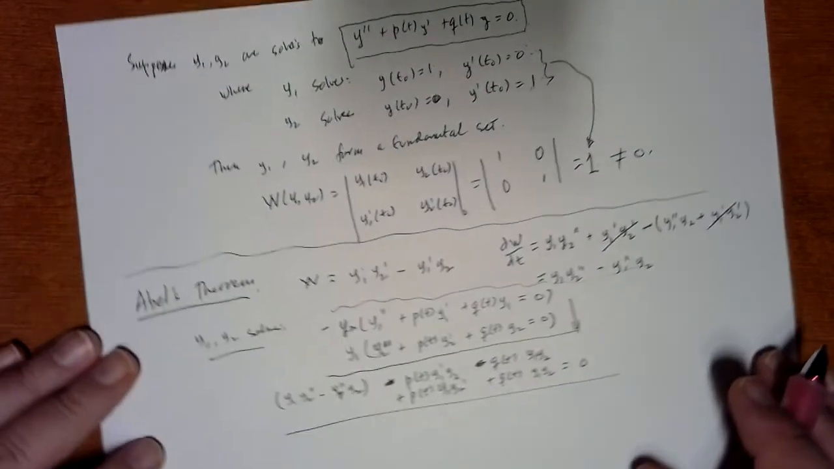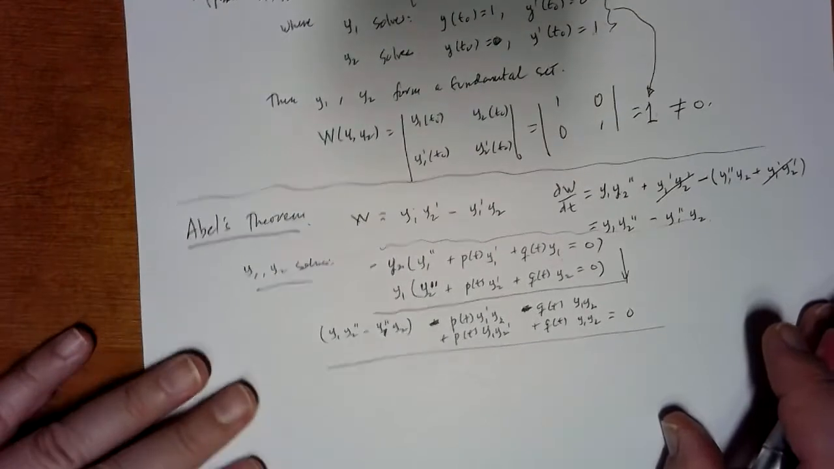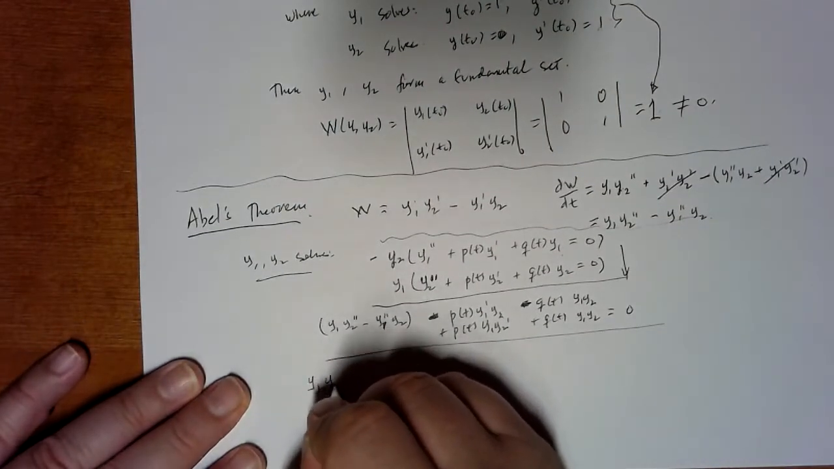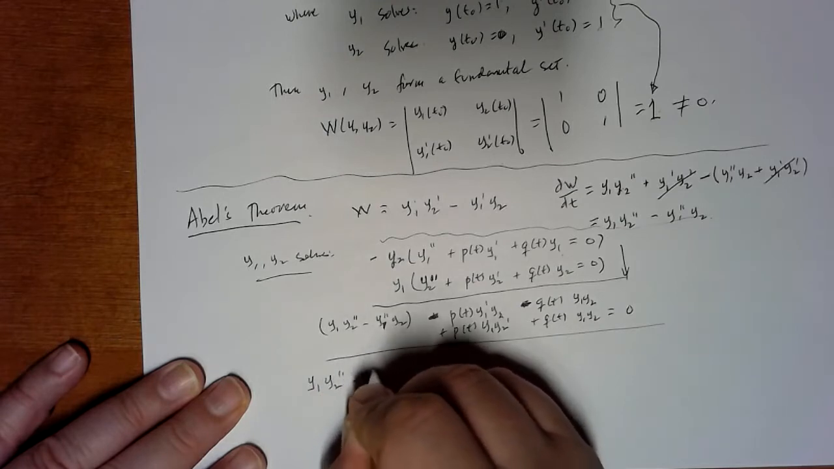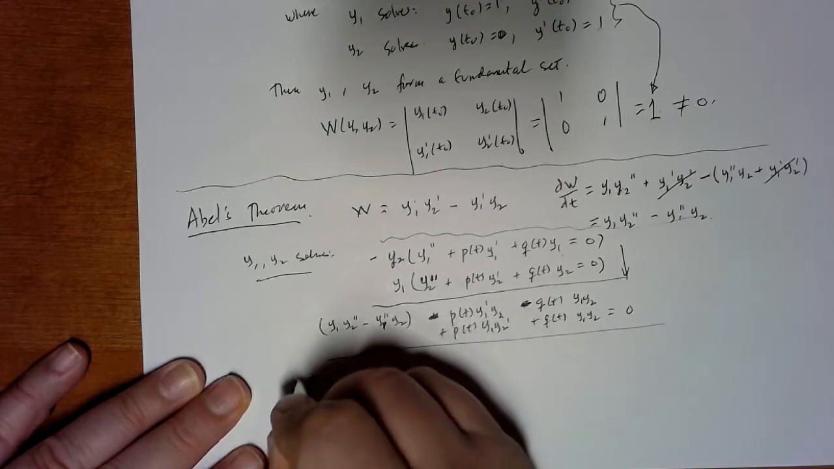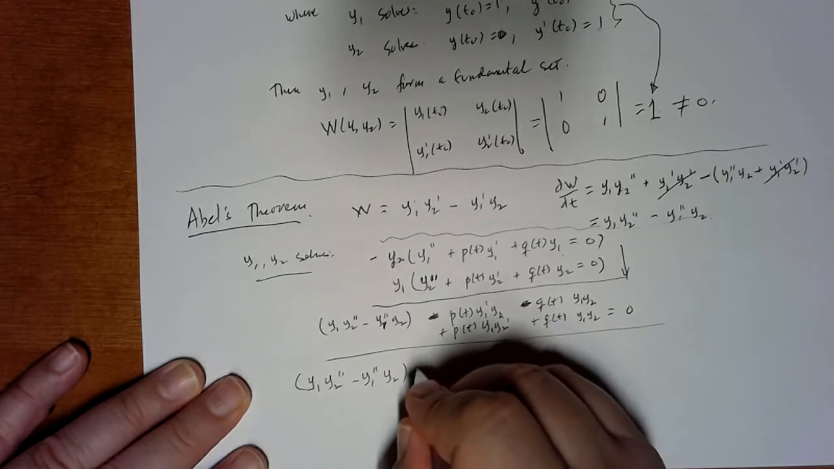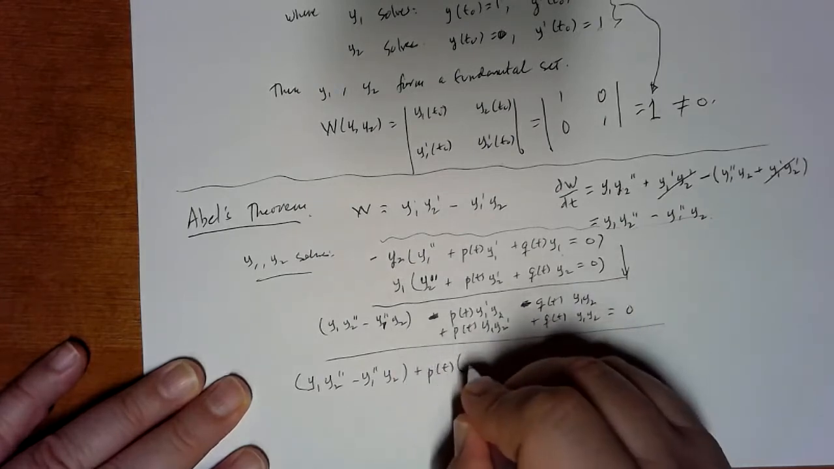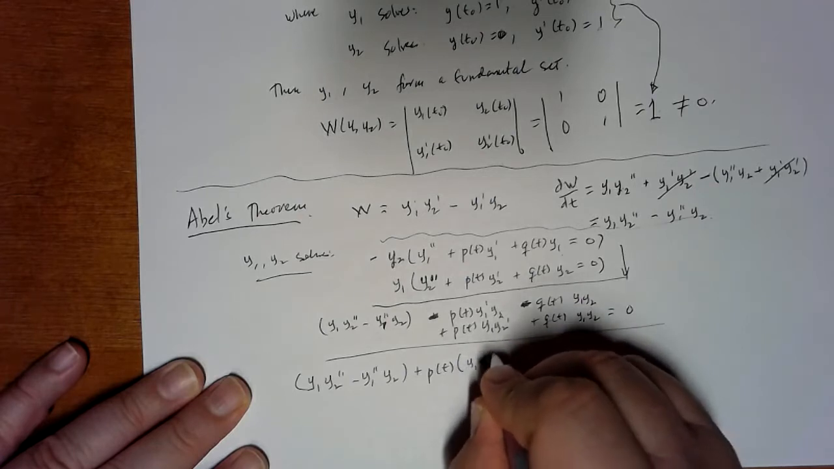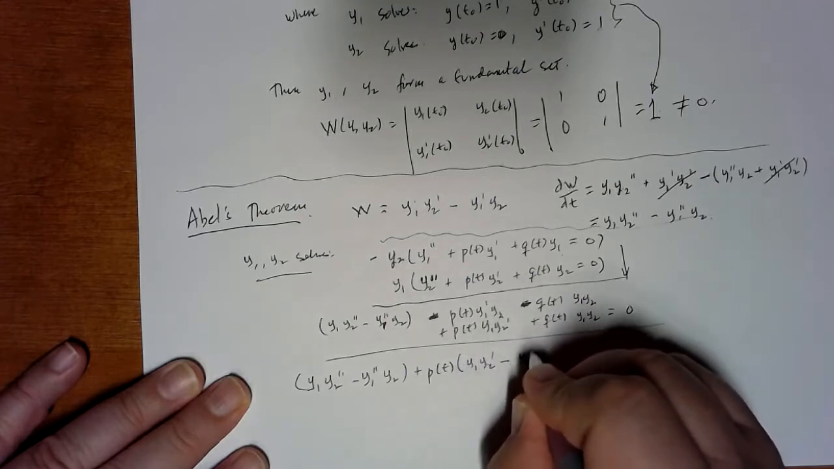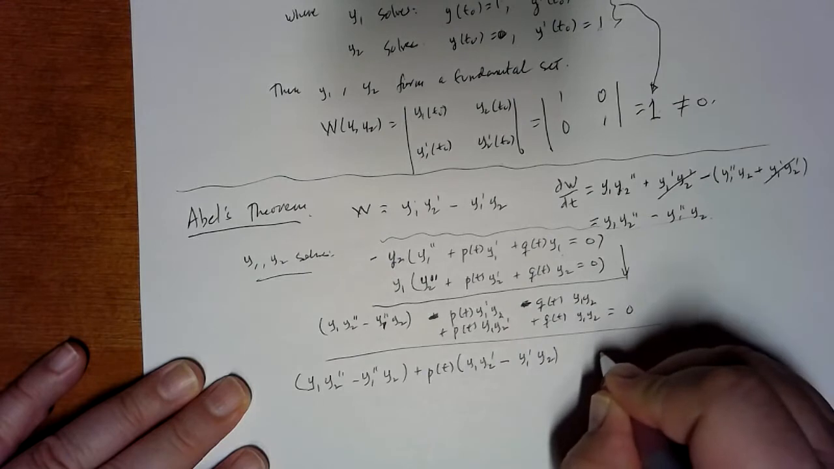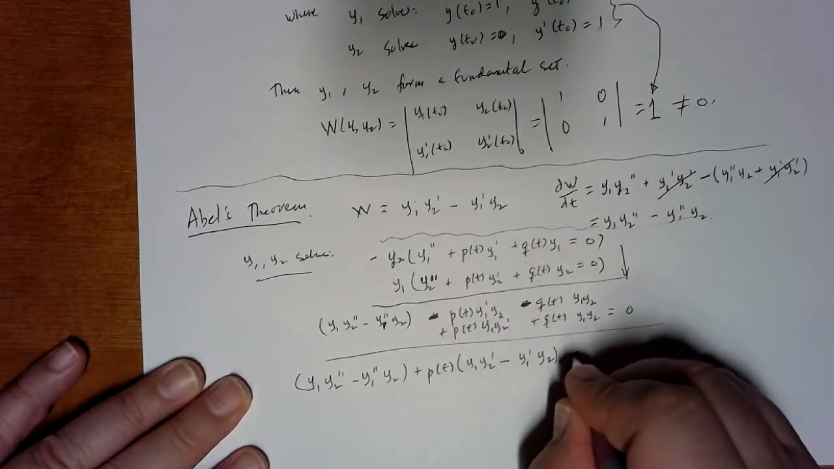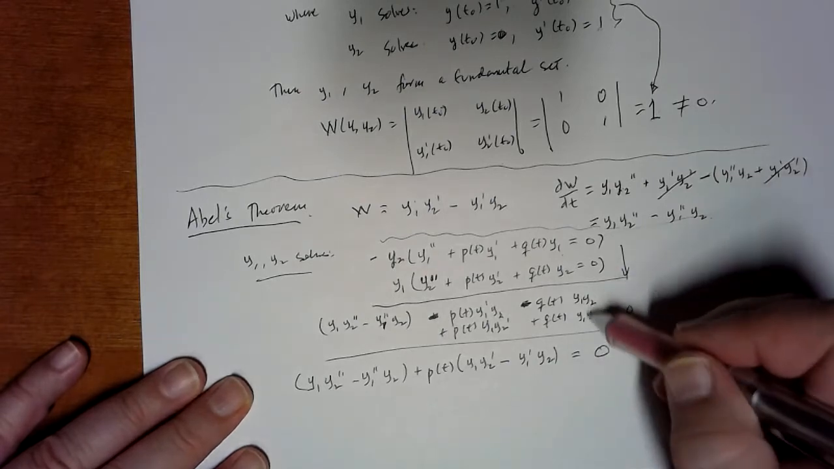Good. Now, bringing all this together, hopefully I'm not writing too small. We get y1, y2 double prime minus y1 double prime y2 plus p of t times y1, y2 prime minus y1 prime y2. I think I've seen that expression before up here somewhere, equals 0. Notice that these cancel.